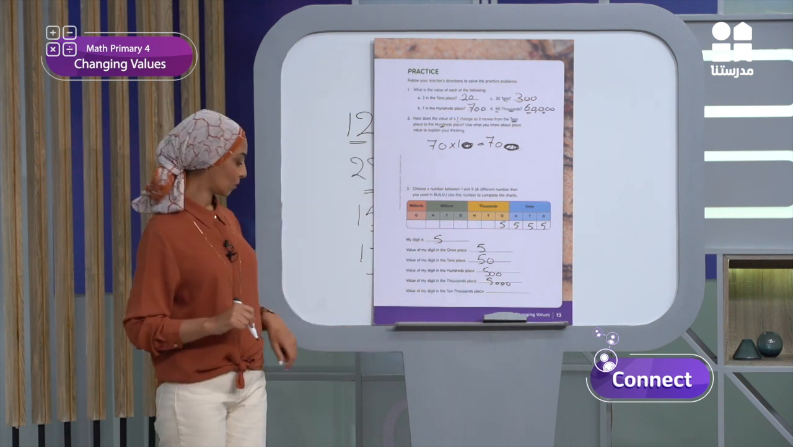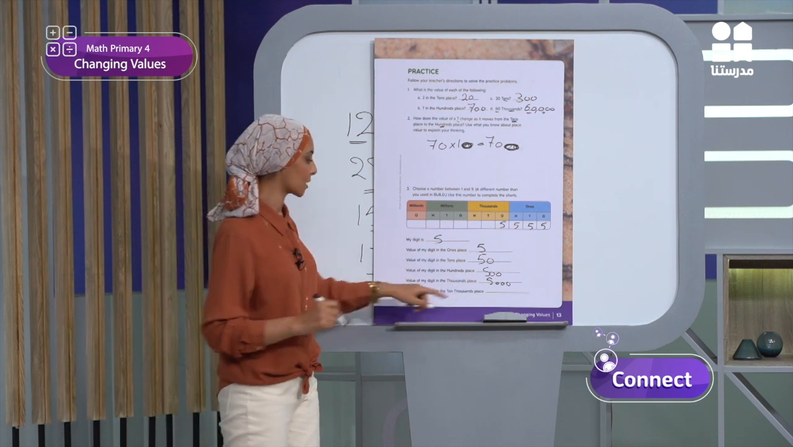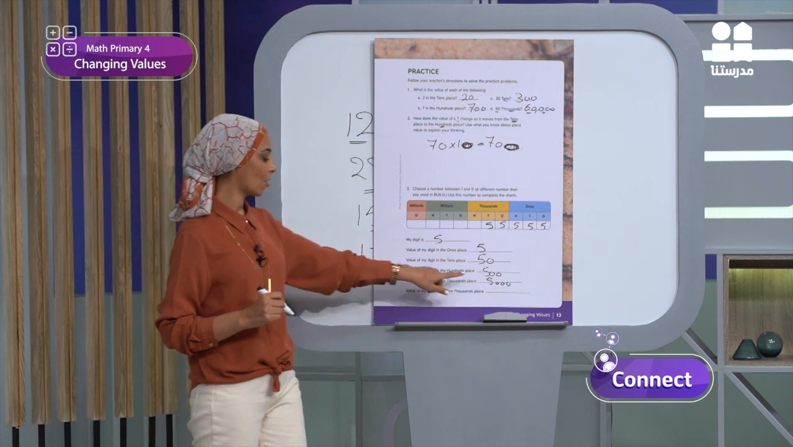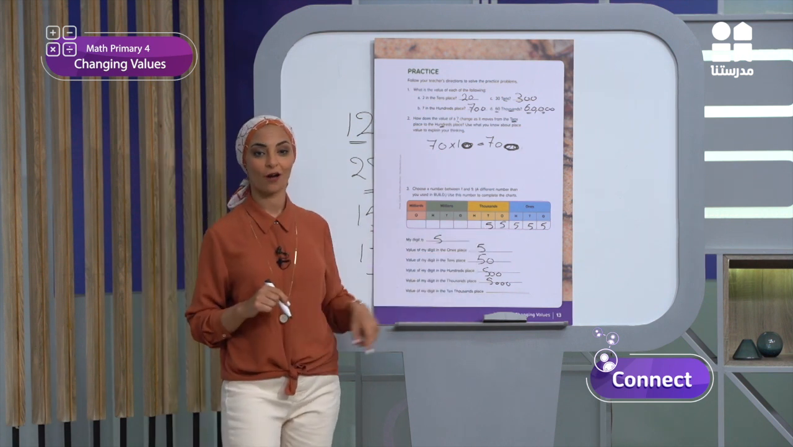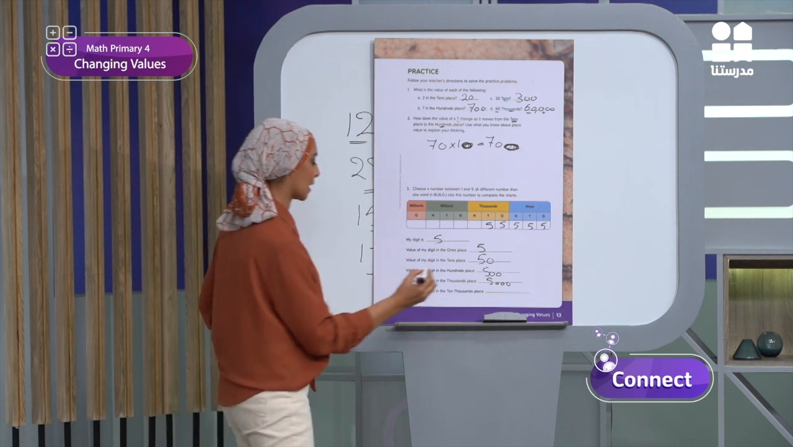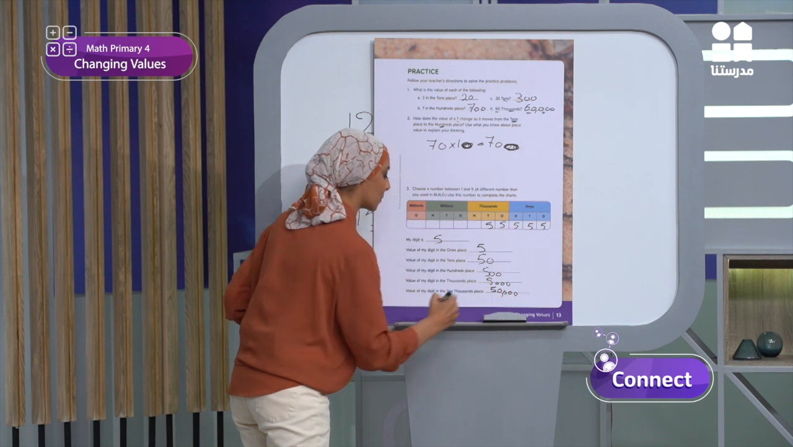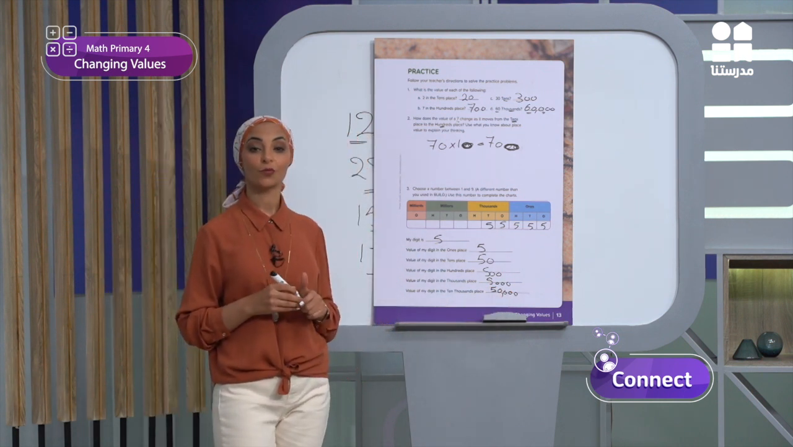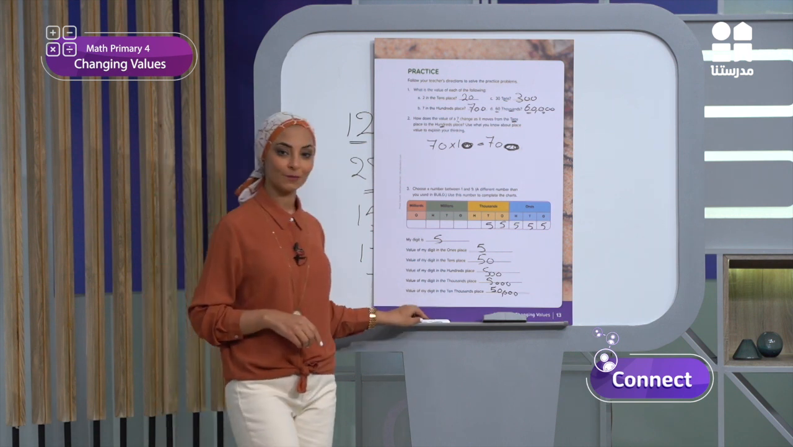Okay, the last one, you want me to write the value of the same digit in the 10,000 place. What will I do? 5,000 times what? Times 10. Right. 5,000 times 10, so 5 and beside it 4 zeros to be 50,000. Remember, you must write the value in digits. Okay, let's complete our lesson.